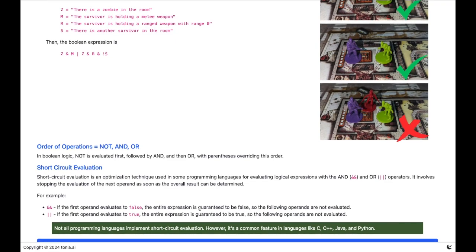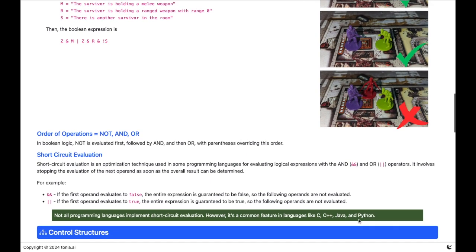In the case of or, if the first operand evaluates to true, then the entire expression is guaranteed to be true, so the following operands are not evaluated. Not all programming languages implement short-circuit evaluation. However, it's a common feature in languages like C, C++, Java, and Python.